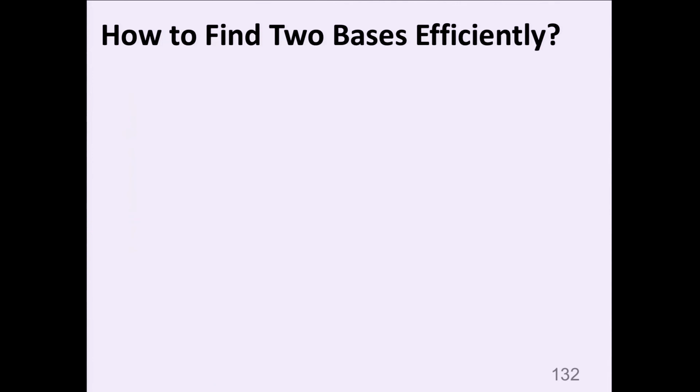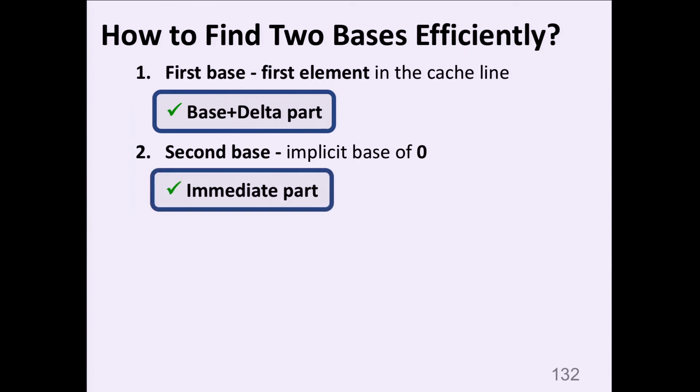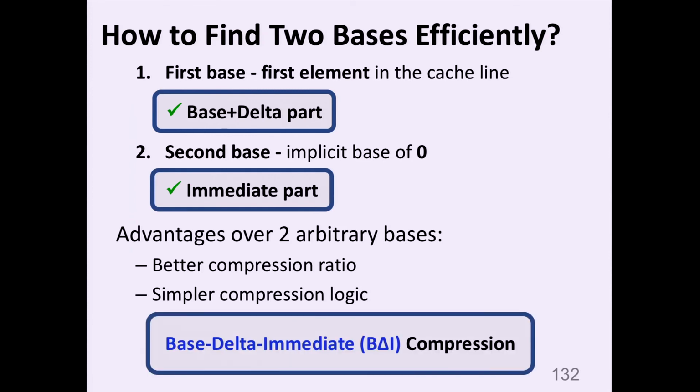So how do you find the 2 bases efficiently? First base is the first element in the cache line. That's one way of doing it. It turns out that's not a bad heuristic. That's the base plus delta part of the idea. So it turns out 0 values are so common that it makes sense to have an implicit base of 0. And you don't have a storage overhead in this case, right? You get rid of the base storage. So that's the immediate part. So you get better compression ratio and simpler compression logic this way. That's called the idea of base delta immediate compression. 2 bases, 1 base is implicitly 0. The other base is the first non-zero element in the cache line. So there's some complexity to determine the bases.